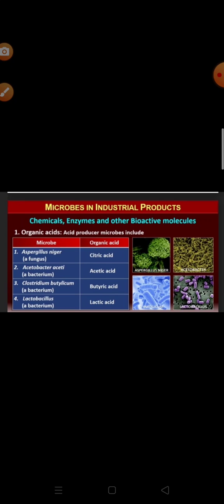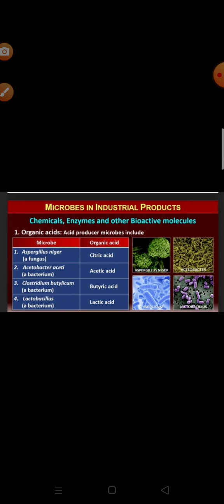Next is production of different types of organic acid, alcohol, and enzymes. Different organic acids are produced by microbial metabolic actions. Citric acid, acetic acid, butyric acid, lactic acid. These are all types of microbe-produced acids. Citric acid is formed from fungi, and for the formation of acetic acid, butyric acid, and lactic acid, a special type of bacteria is used.